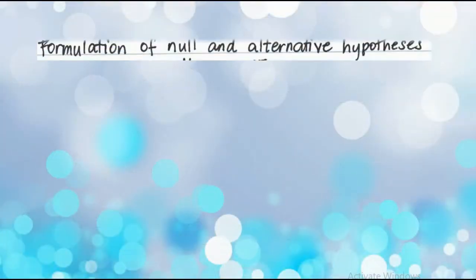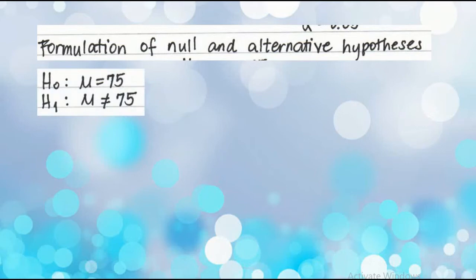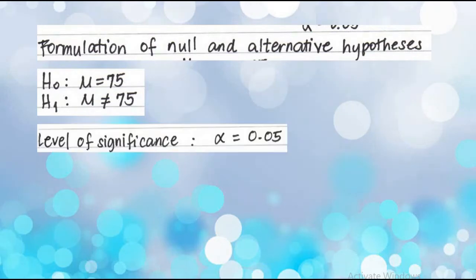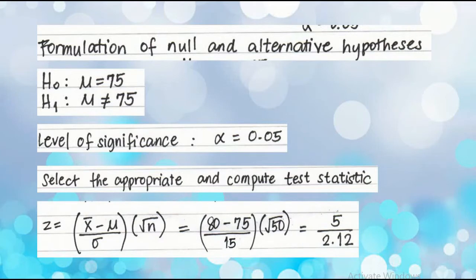Formulation of null and alternative hypothesis. H0: mu is equal to 75. H1: mu is not equal to 75. That is because it is stated that the sample mean differs significantly from the population mean. Level of significance, alpha is equal to 0.05. Select the appropriate test and compute the test statistic. So we will use Z since n is greater than or equal to 30.